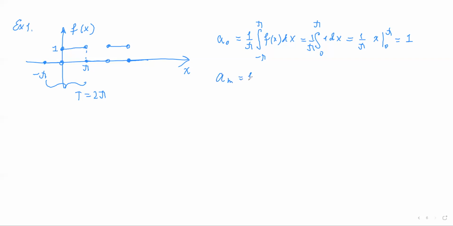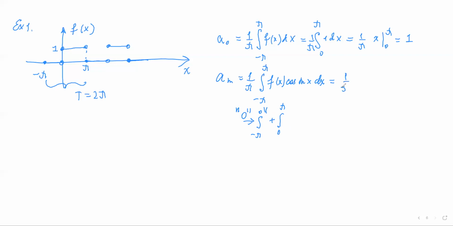Okay, now am is 1 over pi integral from negative pi to pi. More complicated. Maybe I should write down the formula once: the cosine of mx dx. And because my function is equal to 1 only from 0 to pi, my integral from minus pi to 0 is going to be equal to 0. So I'm splitting it: integral from minus pi to 0 plus integral from 0 to pi. This one is equal to 0. This one we are calculating.